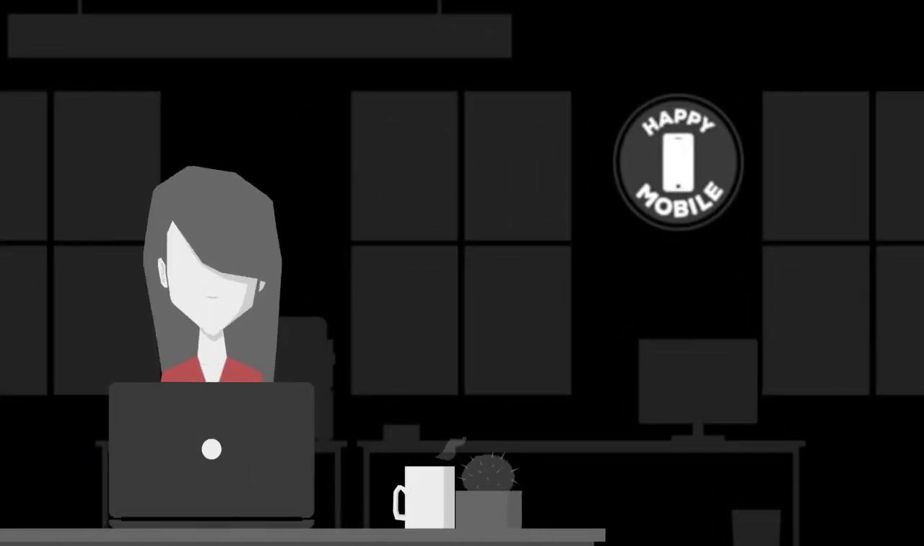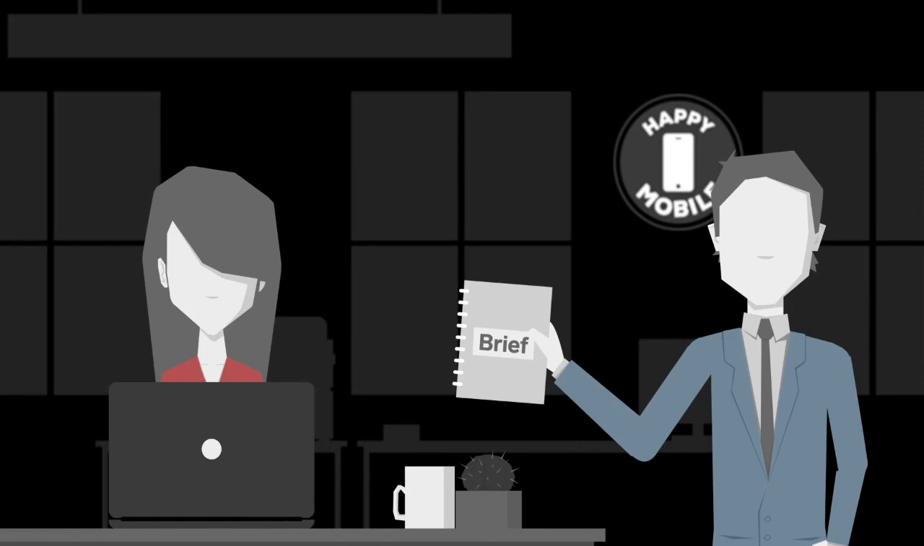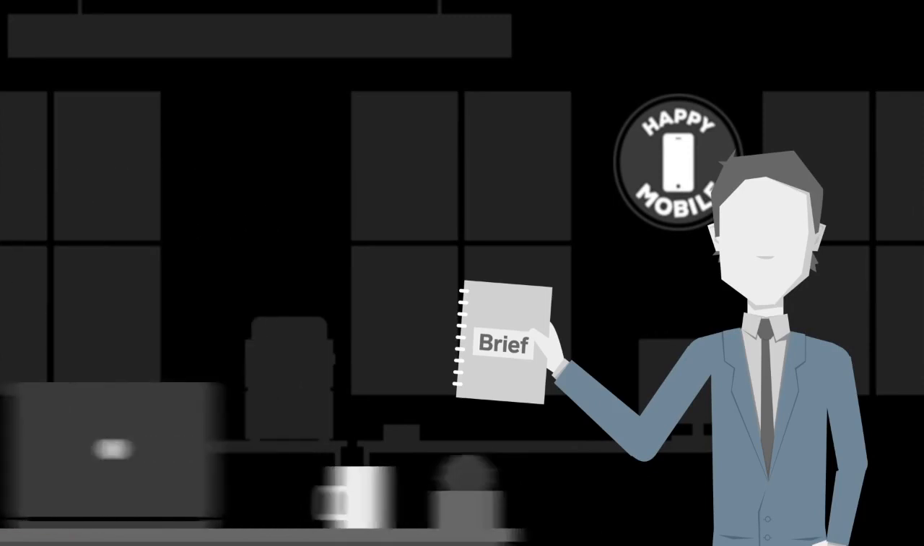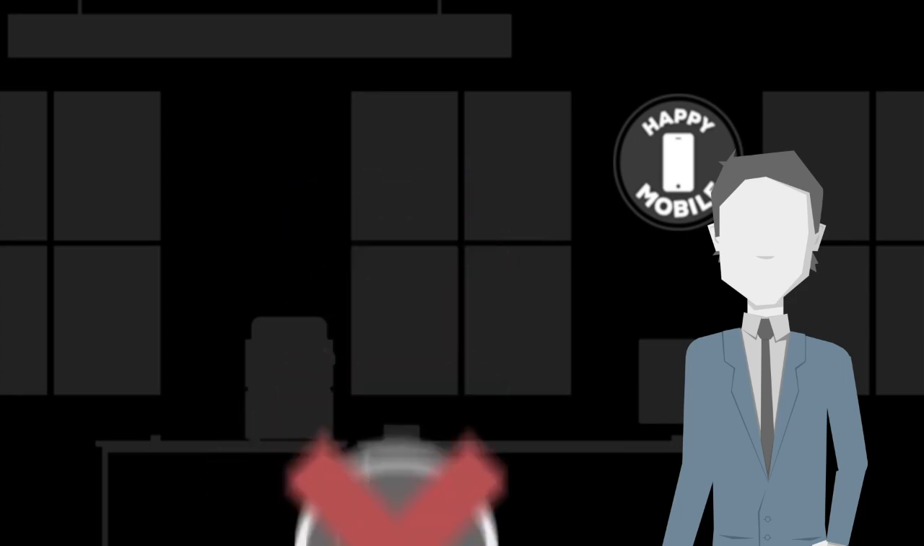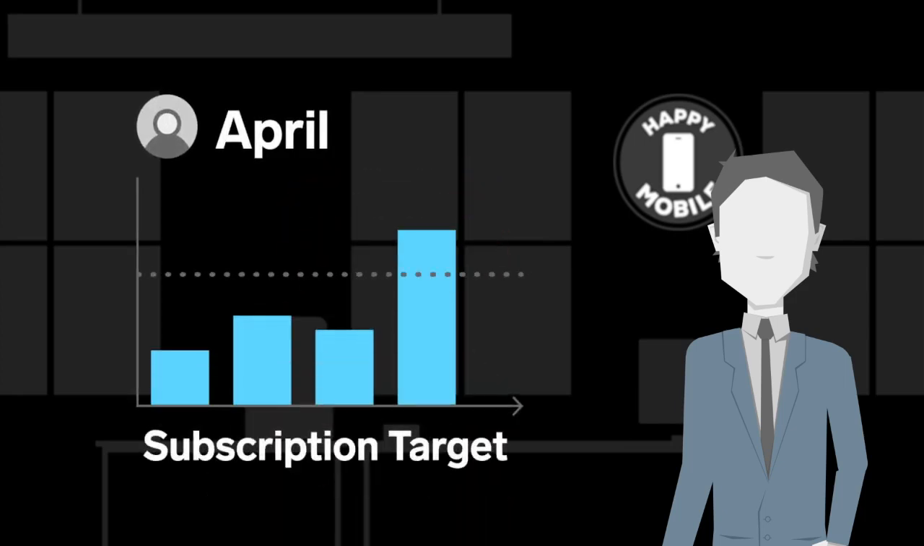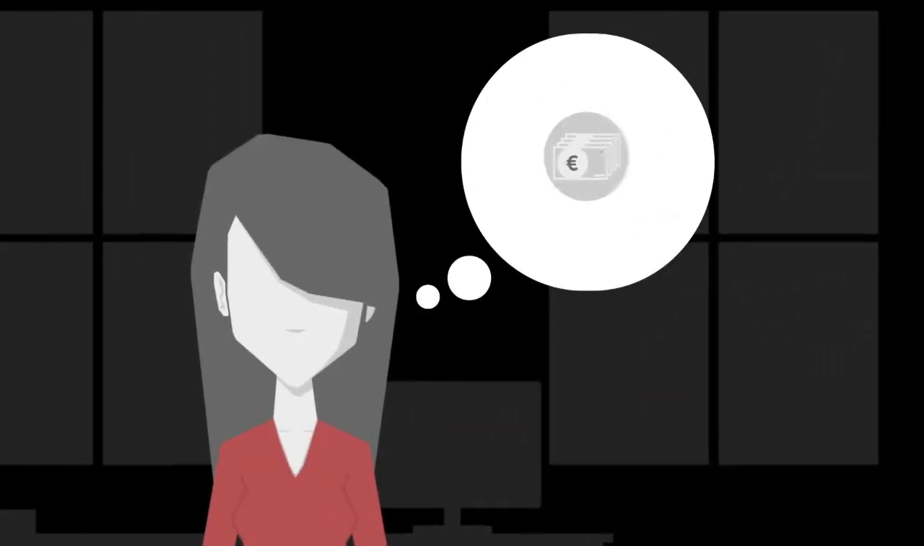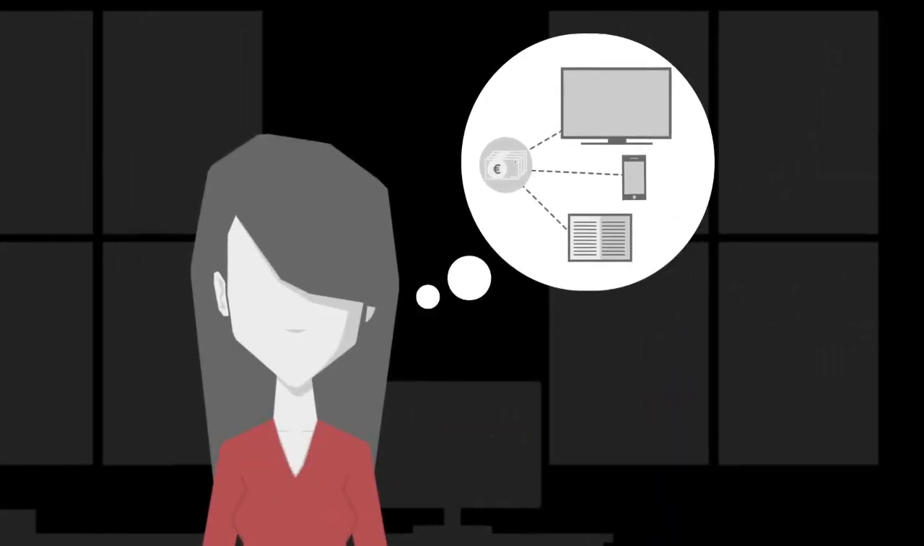Meet Julia, the marketing manager at Happy Mobile. Julia just got the brief and budget for the April campaign from Alex, the CMO. Alex is not interested in the detailed media plan, only that it delivers on the business target, new subscriptions. Julia starts thinking about the media plan and how to spend the budget to drive the best result.